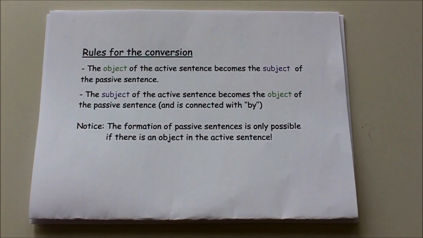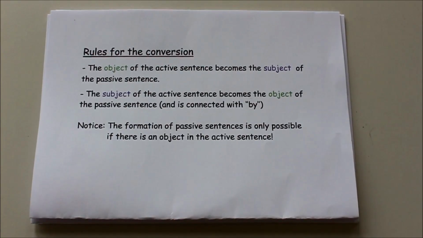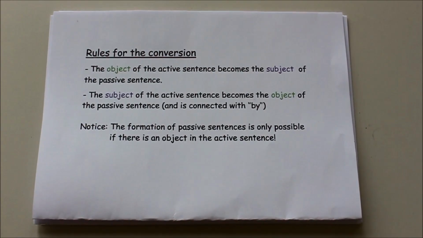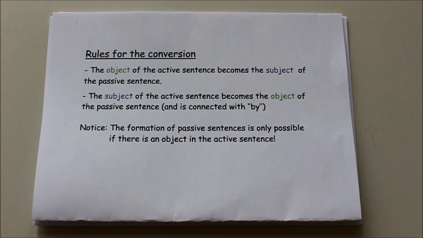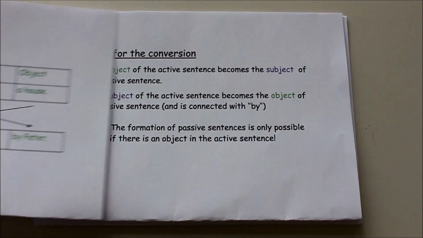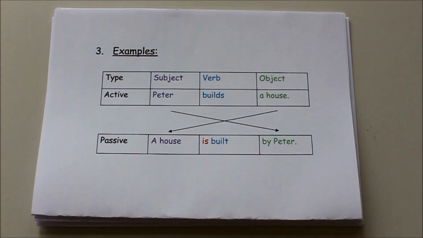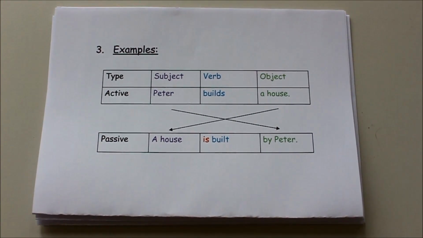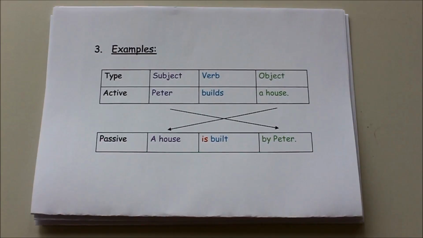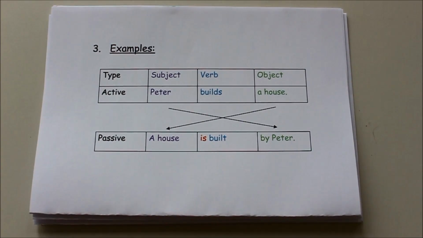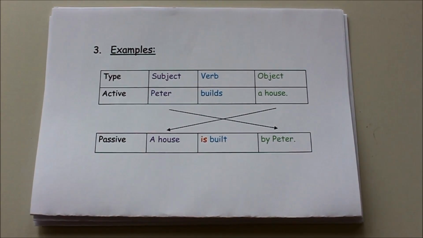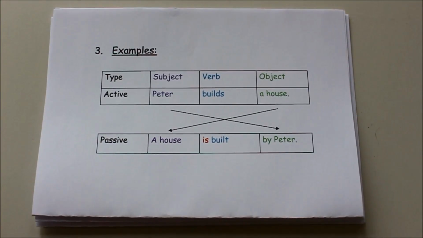Of course, it's also possible the other way around, from passive to active. Here we have a simple sentence for the first example. You start with the active sentence. Peter builds a house. Then the subject and the object are exchanged, so that you have the passive sentence in the end. A house is built by Peter.